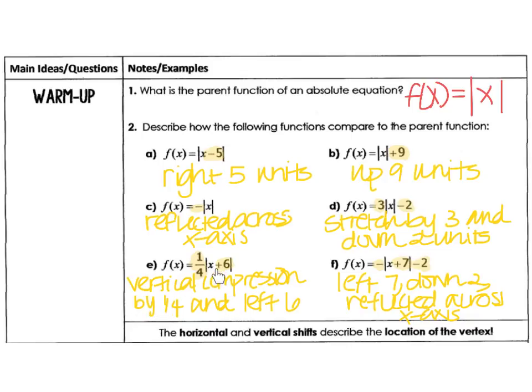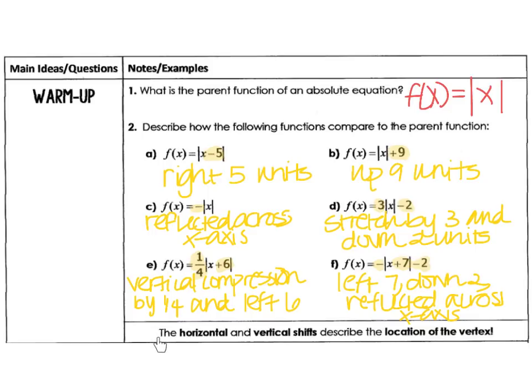And then the +6 on the inside of the absolute value bars, so the inside tells us left and right, and when it's plus, that means left. So we're moving left 6 units. Then over here, F, negative sign on the outside tells us reflecting across the x-axis. +7 on the inside tells us left 7 and down 2 because we've got a -2 on the outside.